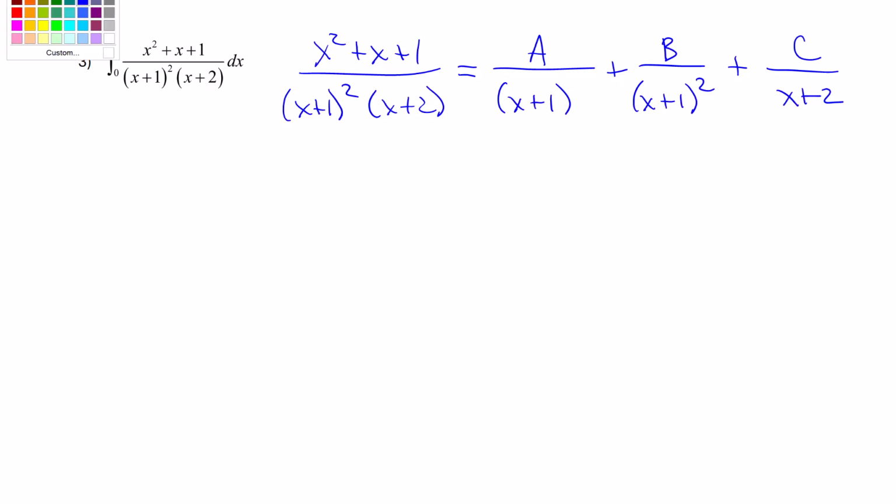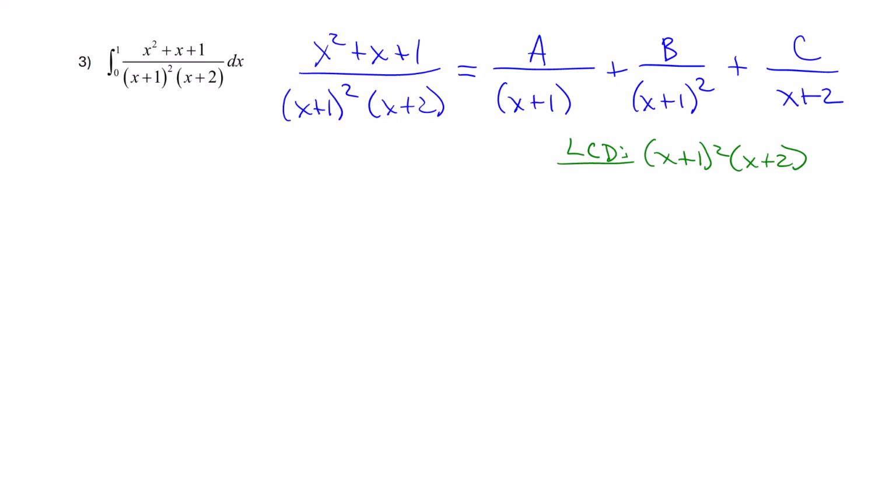Of course, the next steps will be similar. We're going to clear the fractions. So our LCD, in order to clear these fractions, will be basically the original denominator. So x plus 1 squared times x plus 2. And if I wanted to clear the fractions by multiplying by that all the way across, again, I'm not showing all the detail of that here, but that's just some basic algebra.